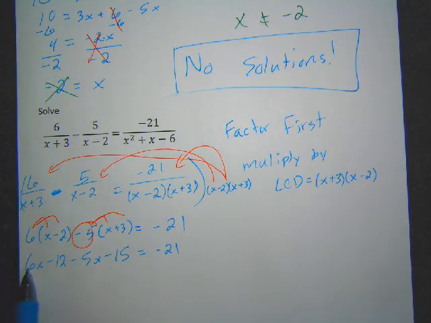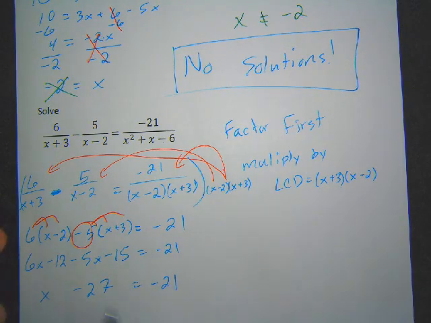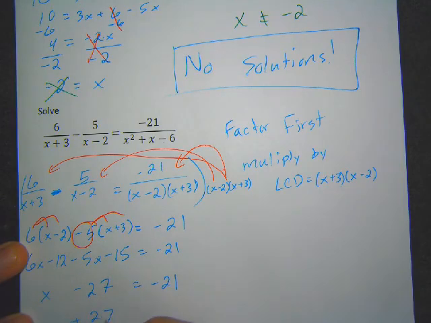Next thing I want to combine, I got 6x and negative 5x, so let's combine for x. 6 minus 5 is 1, so just 1x is an x. Negative 12 minus 15 more gives you a negative 27. So again, when you combine negatives like that, this is negative plus another negative here, I end up with negative 27 equals negative 21. Last thing, I want to get rid of this minus 27, so I'm going to add 27 to both sides. So I get x equals, what was that, 6? Yeah, x equals 6. So I got 6 for my answer.